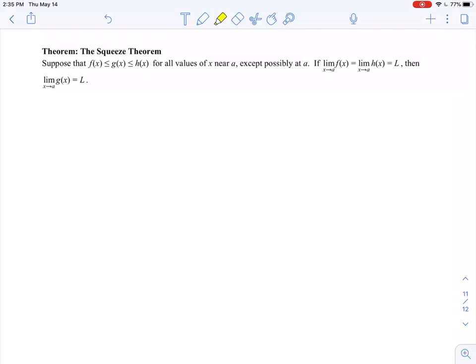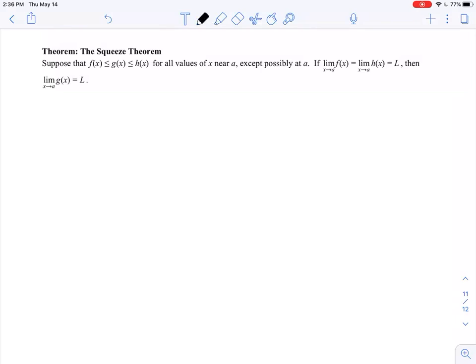It's hard to understand, but as soon as you draw a picture, I think it all of a sudden makes a lot of sense. So here it says, suppose we have three functions, f of x, which is less than or equal to g of x, which is less than or equal to h of x, for all values of x near a, except possibly at a. If the limit as x approaches a of f of x equals the limit as x approaches a of h of x equals some L, then the limit as x approaches a of g of x is also equal to L. So this one's pretty tricky. There's actually a lot going on here.